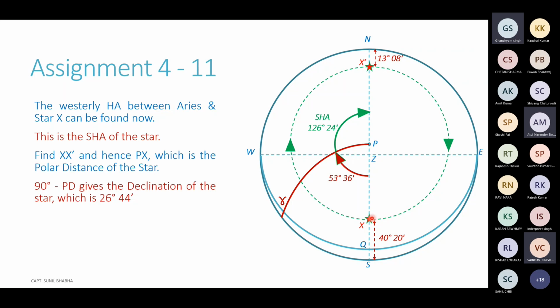Now, if I divide the diameter by 2, I get the radius of this particular circle. The radius of this circle is PX dash. Now, this radius of the circle which I am getting is basically the polar distance of the star. This is the pole, and point X or point X dash is the star. So PX or PX dash, both representing the radius of the circle.